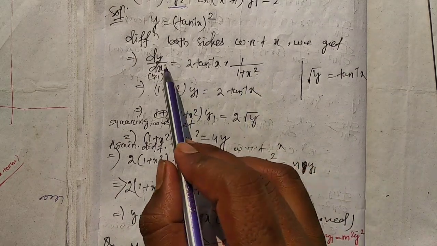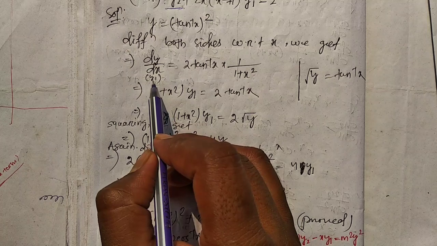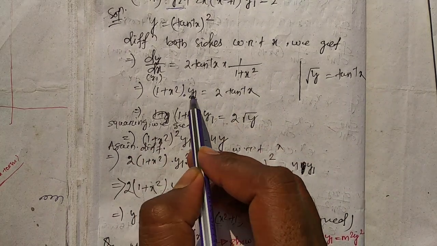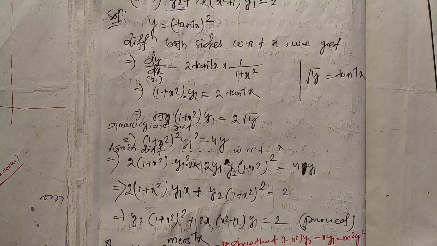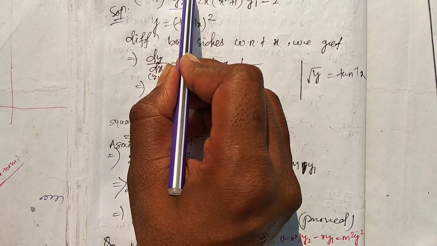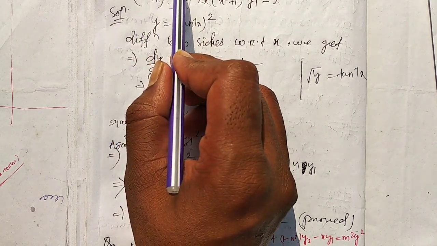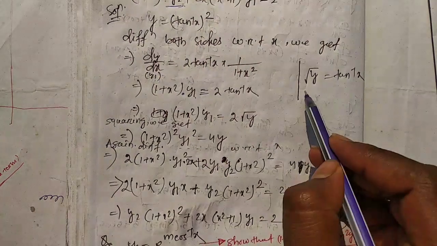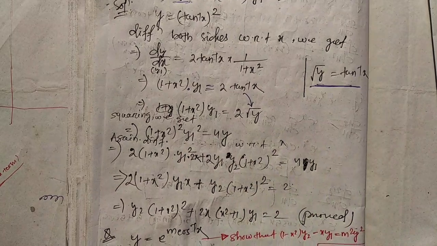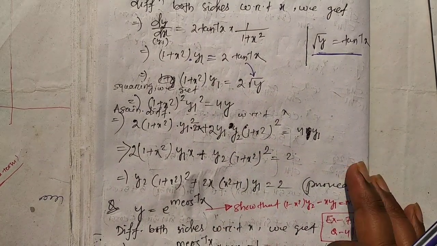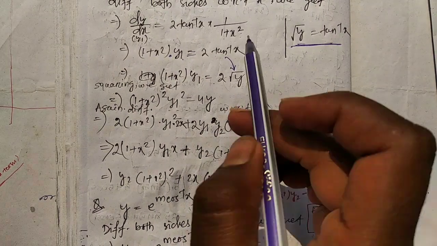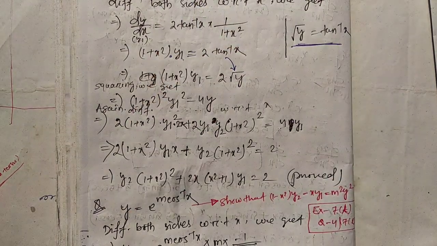So you can write this dy by dx as y1. Cross multiply this one, 1 plus x square into y1, and on the right we are having 2 tan inverse x. Okay, everyone observe, tan inverse x will be, just take square root, root y. Getting everyone? So put here the value of tan inverse x. After putting, square both sides. Because everyone observe, in the final step there is no tan inverse x. We have to eliminate it.